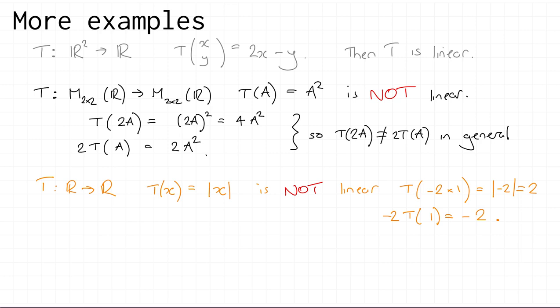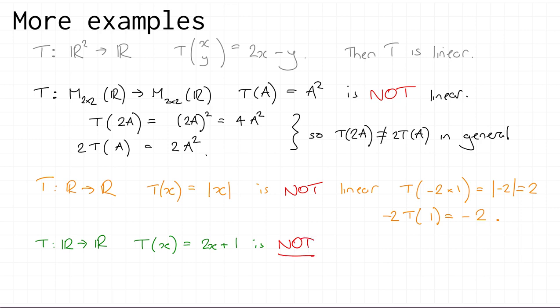I've got room for one more, so let's fit one more example in. Let's have something that looks a bit more linear. So I'm going to have another function from the real numbers to the real numbers. And this time I'm going to say that T of a real number x is 2x plus 1. Now if you graph this, it's a straight line. So you might think, well, straight line, it must be linear. But again, it's not linear. It's not linear with our definition.